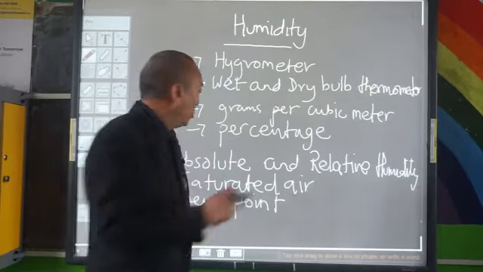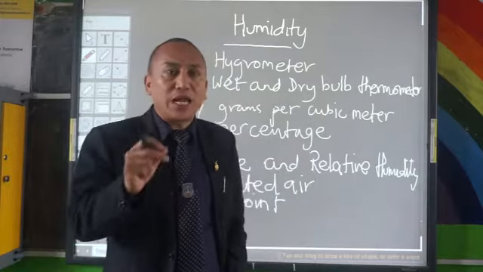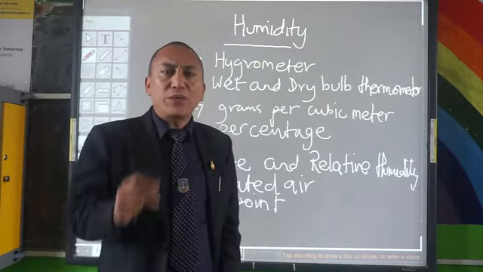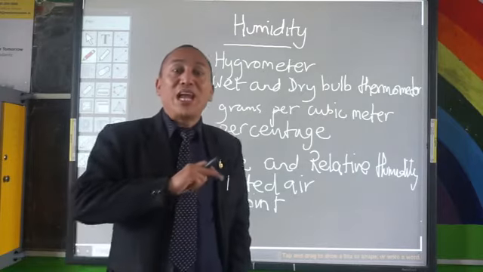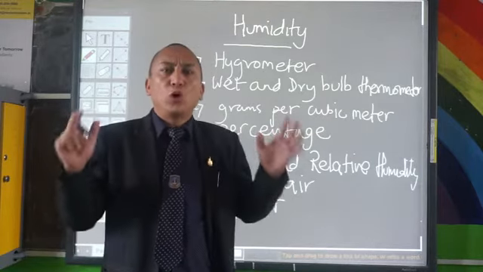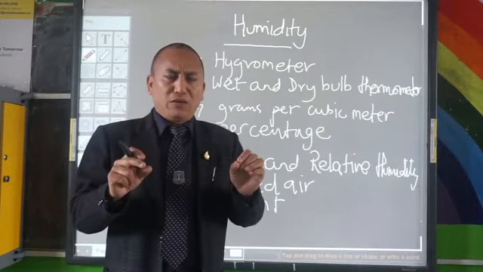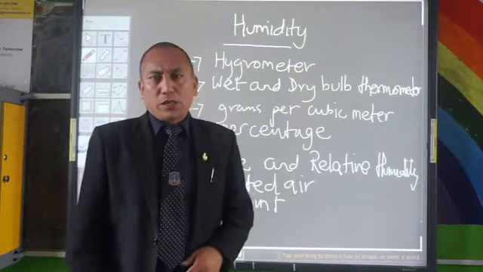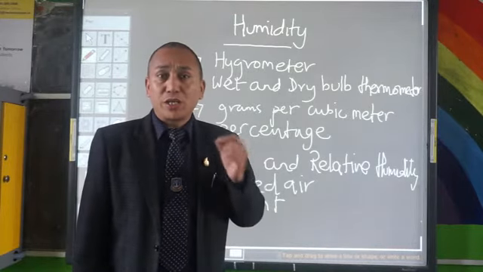Now we have a word in your textbook called saturated air. What does saturated air mean? Saturated air means when the humidity is 100% and the air can hold no more water vapor, we say that the air is saturated. The air is full of water now, and any time you can have rainfall. That is called saturated air.